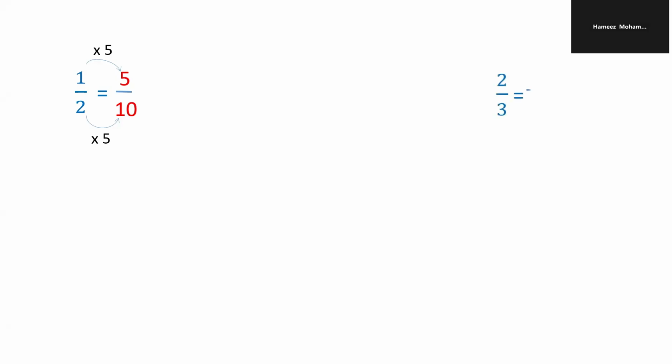Let's try another one. Let's say 2 to 3. And we say that below, it's going to 12. Then 3 times 4 is 12. And if we multiply by 4 below, then we need to do that above as well. So that's going to give us 8 to 12. So the ratio 2 to 3 is the same as 8 to 12.